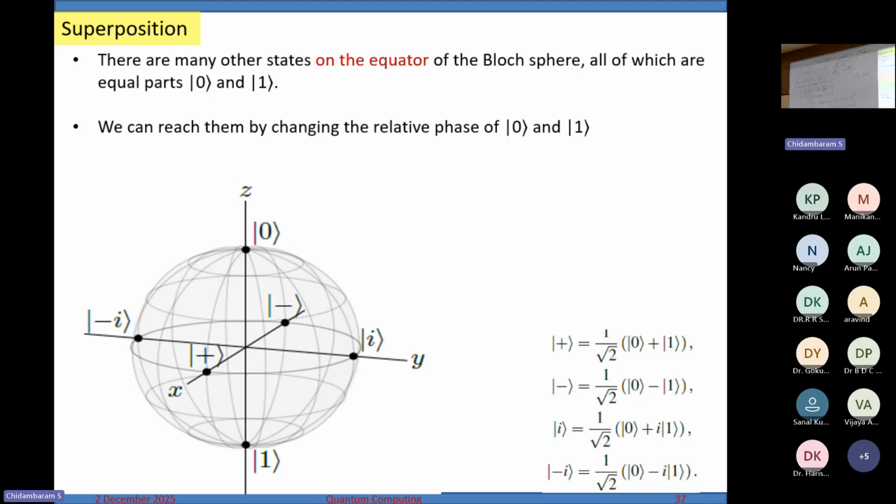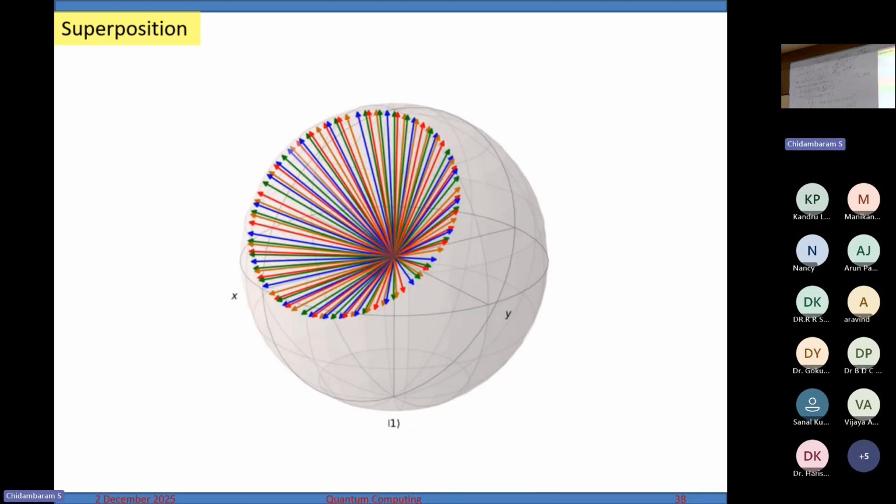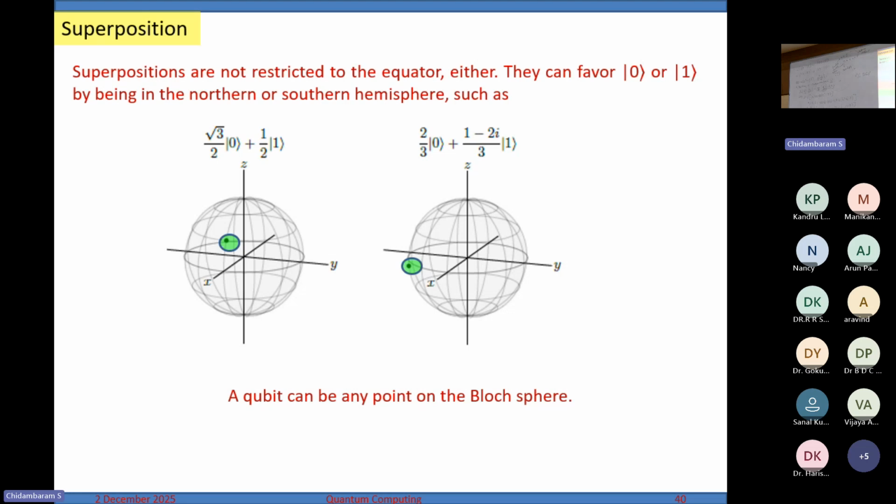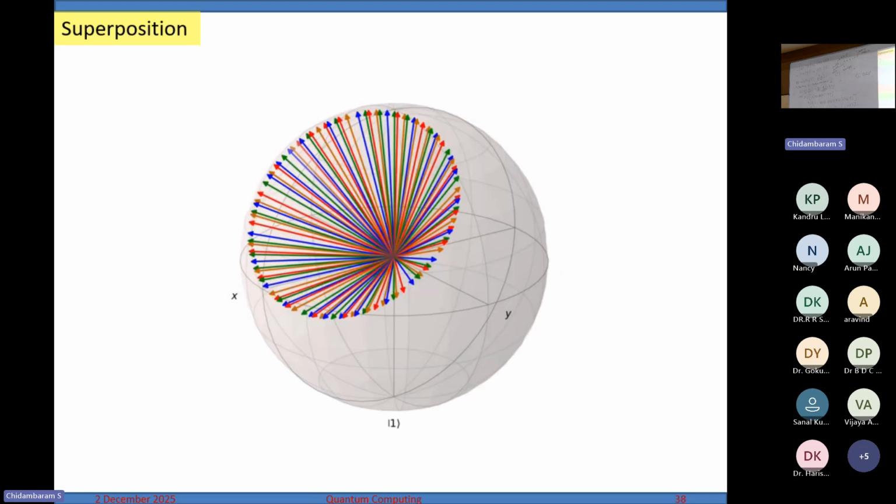So there are many possible states. Now, why only these states? As you see on the Bloch sphere, you can find n number of points. Not only these points, you can have n number of points. This is another representation. You can take any number of points, possible states, right? If somebody asks what is the number of values between 0 and 1, it is infinite, right? So it is not restricted to the equator. You can have multiple. You can see one point here, which is root 3 by 2 ket 0, 1 by 2 ket 1. So a qubit can be in any point on the Bloch sphere. That's what we have seen.